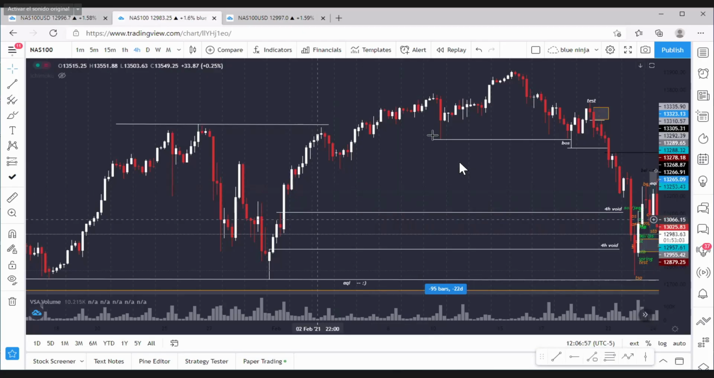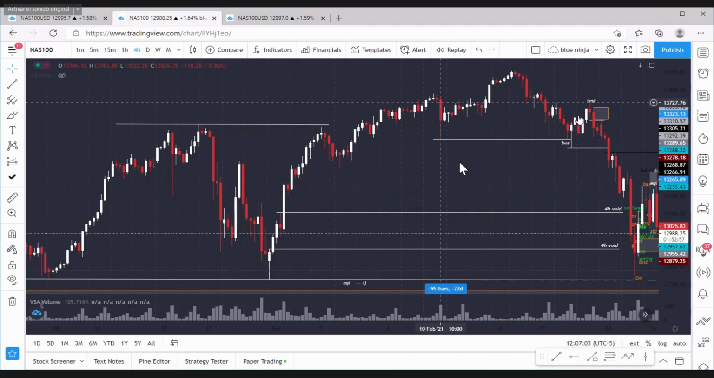So I'm going to start with the 4-hour. That's where I got my bias on the 4-hour chart, and then I looked for a refinement on the 15-minute chart and executed on the 1-minute. So if we look at what price did in the past until closing on Friday, this over here was where Friday closed last week.